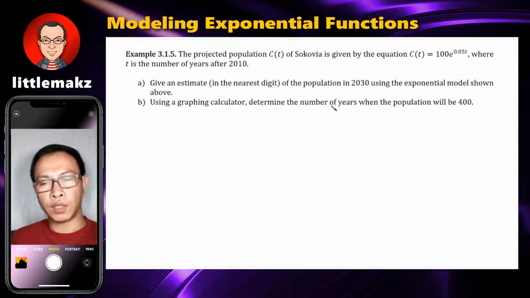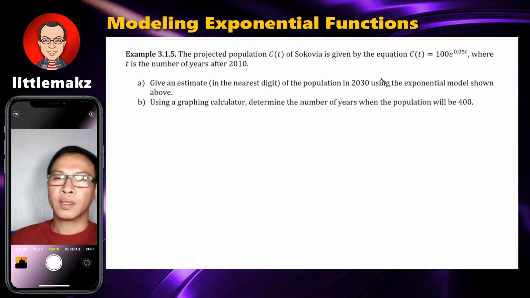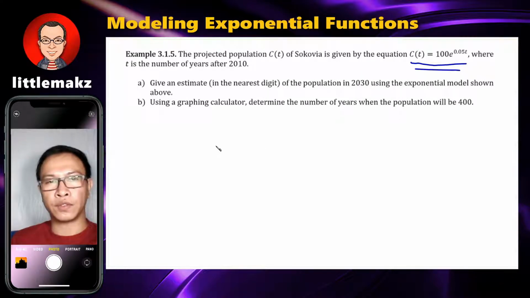the projection of population in this case. First of all, we have a very peculiar problem that talks about the population C of t of a place called Sokovia. The function is given by the formula C of t is equal to 100 e raised to the power of 0.05t, and t here is the number of years after 2010. So 2010 would be the initial year in this case, right?